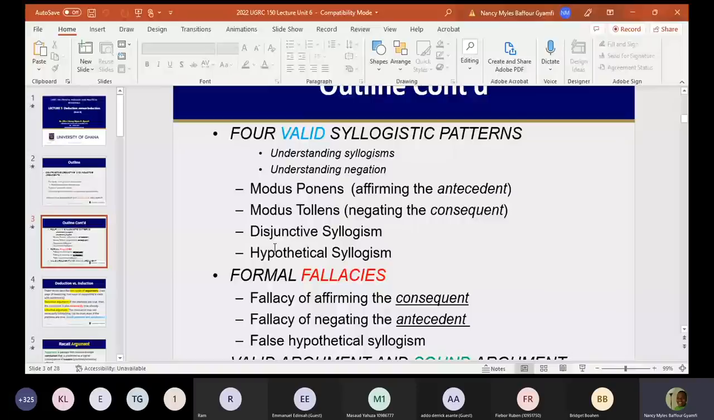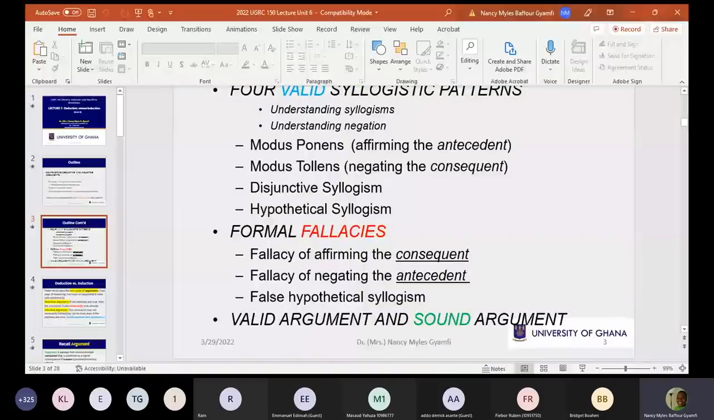The word fallacy means an error. We've seen it already in our introduction, okay? Fallacies, but they are described as formal fallacies. The form: you are disobeying the form of deduction. You are not going by the mechanic of it.